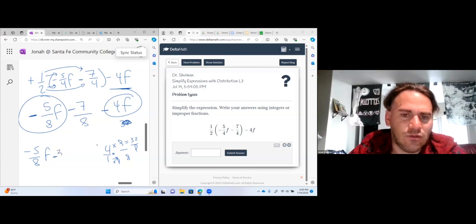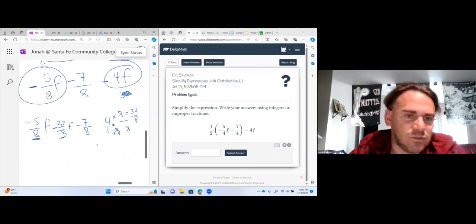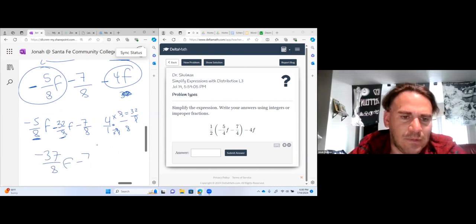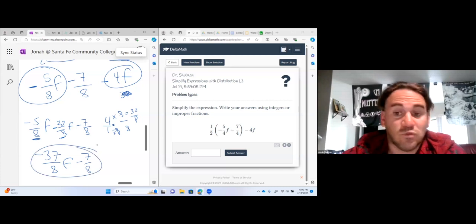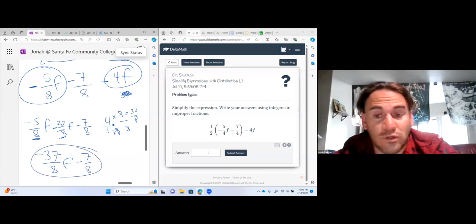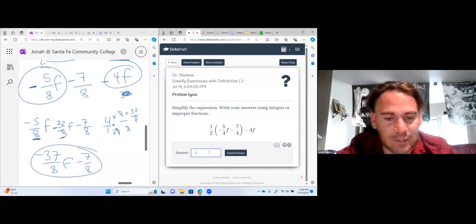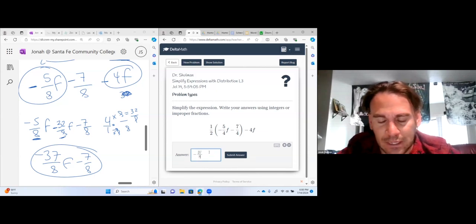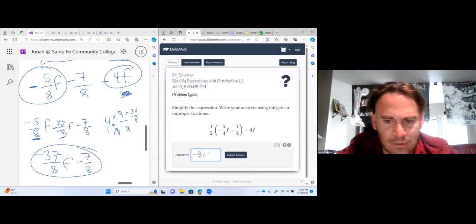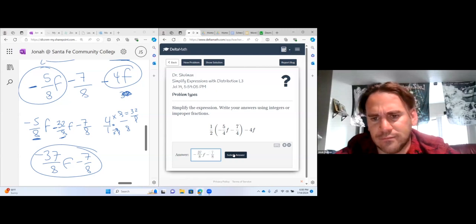So it's a negative 5/8 f minus 32/8 f minus 7/8. You keep the bottom now. In our case, we add the two negatives on top. So it's a negative 37/8 f minus 7/8. That was wild. What a crazy problem. Negative 37 divided by 8 f minus 7/8.